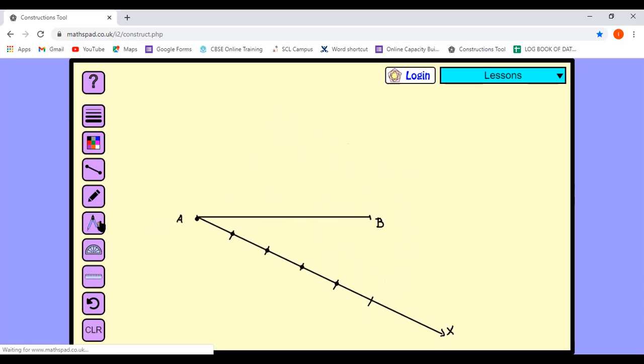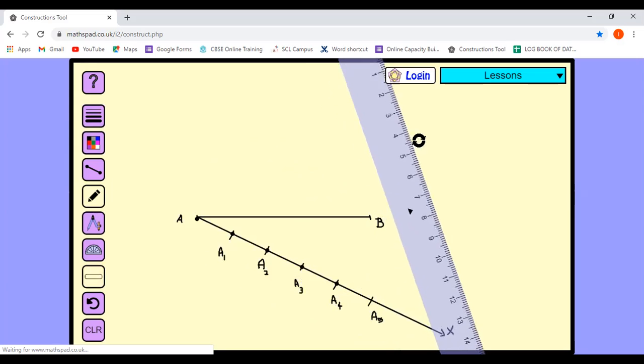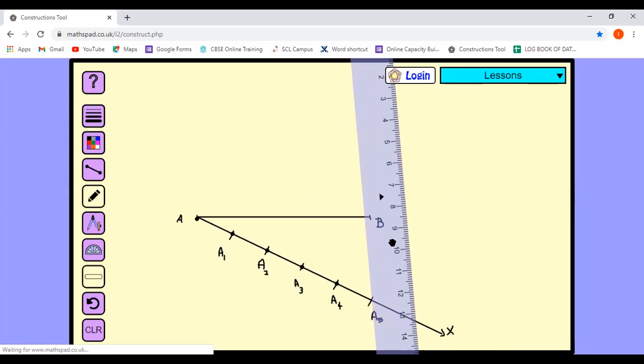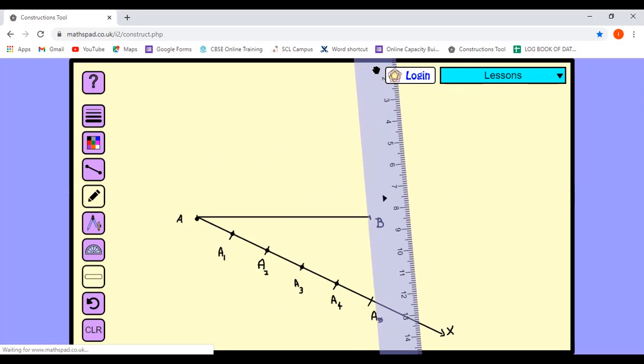Okay. Now each we are going to name them as A1, A2, A3, A4 and A5. After this, we are going to join A5 to B. So let us take the scale and join A5 and B.